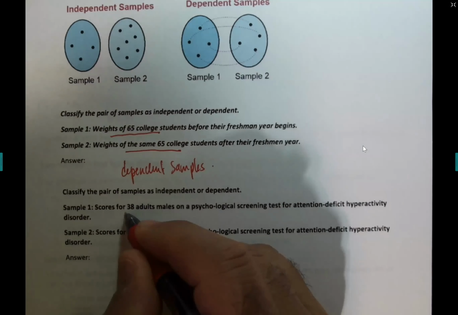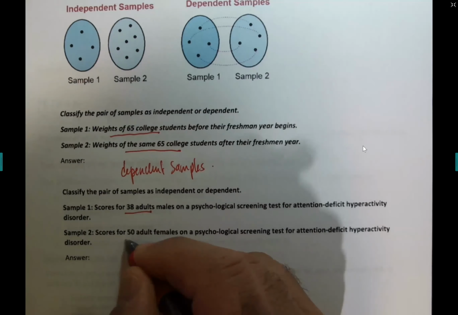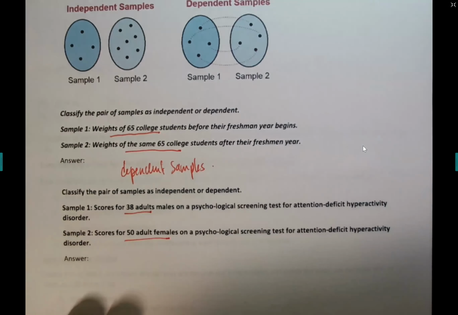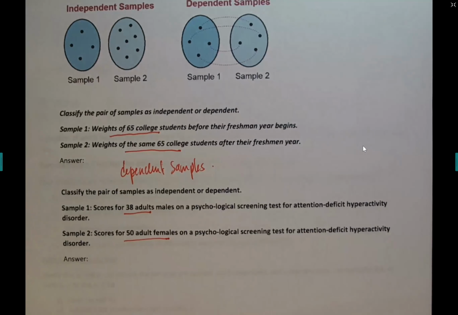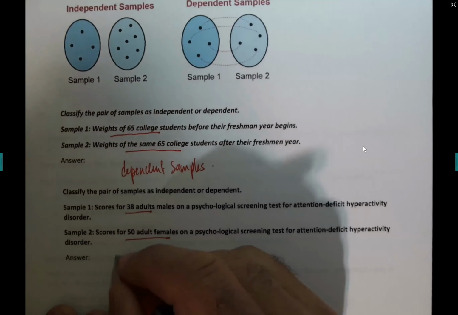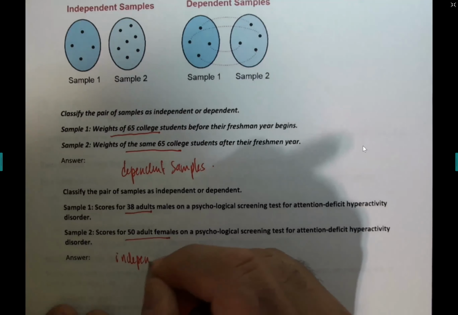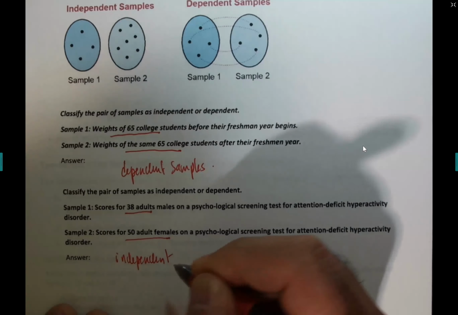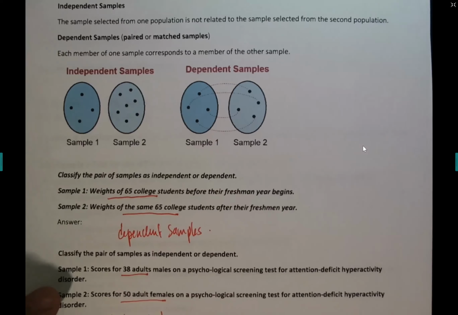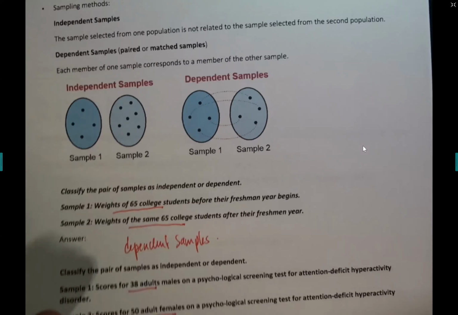Look, 38 males, 50 females, they have nothing to do with each other. It's not the same group. Look, here is the hint for you. If it is the same group listed in the two samples, then they are dependent. If it is different groups, then they are independent. These are independent. Of course, these are independent. All right. So this is just to tell you the difference between dependent and independent sets.